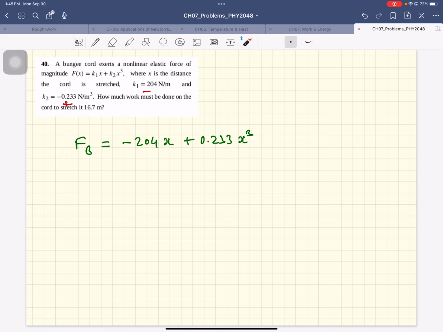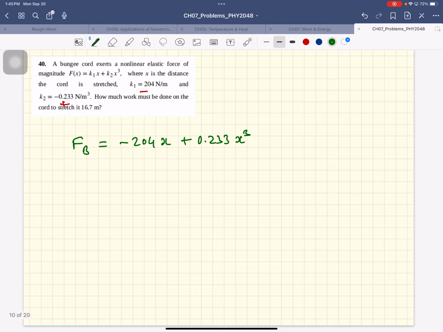And again, see, this has units of Newton per meter. The meter will cancel. And this has units of Newton per meter cube. So if the bungee cord applies, so here's the bungee cord. When you stretch it, it applies a force like that. The applied force has to be in the opposite direction.